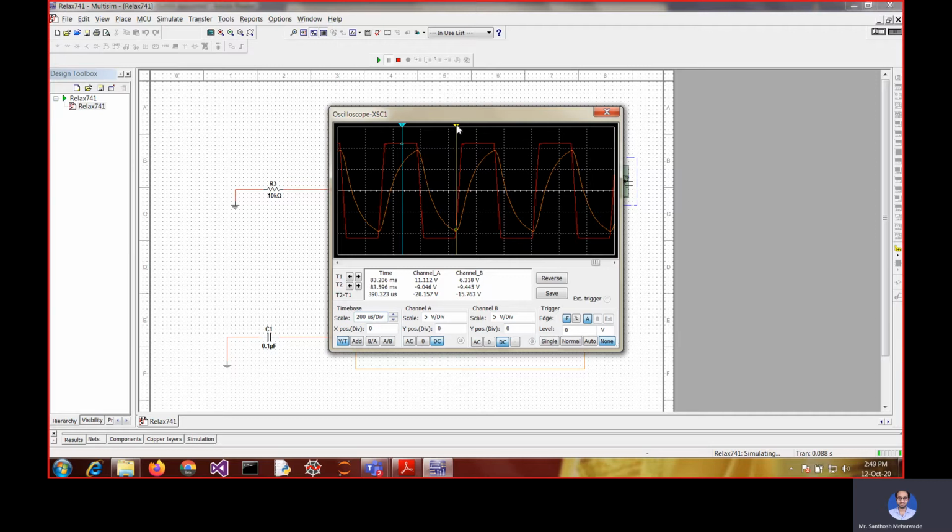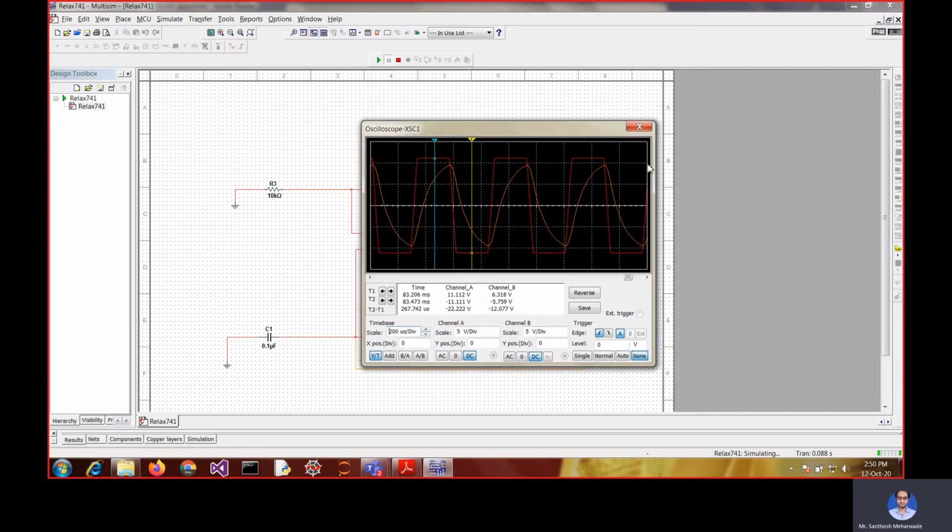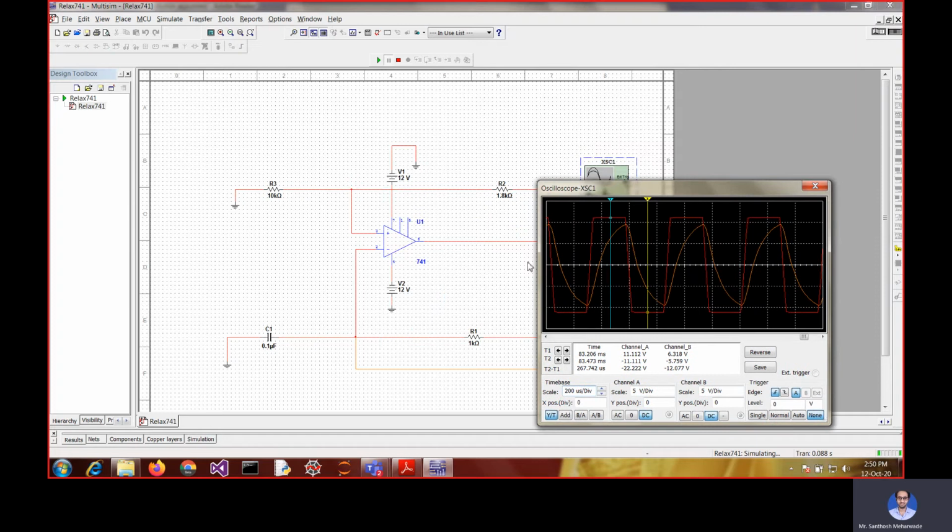Similarly, for timeline 2 we keep it at the bottom. You can see that it is minus 11.11 volt, because we have applied a potential of 12 volt and we are getting a saturation voltage of plus 11.11 volt for the Vsat, and for minus Vsat it will be minus 11.11 volt. So these are the values for case 1.